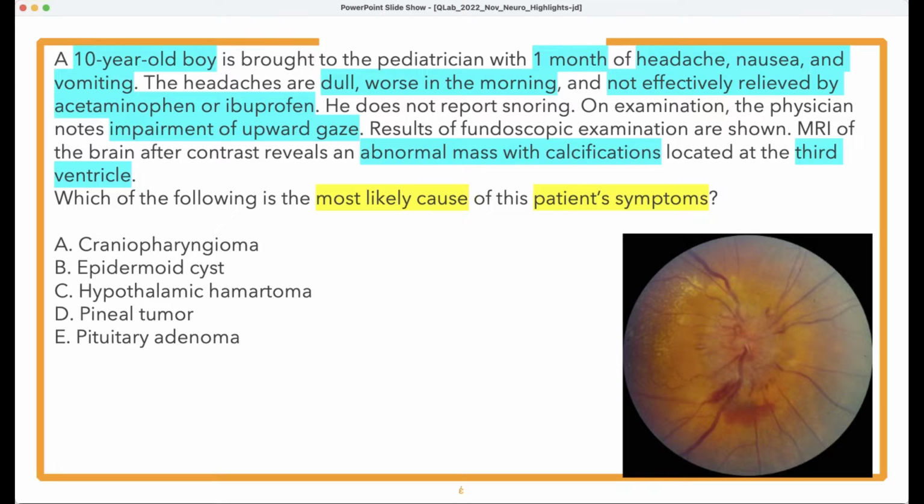Answer choice E, pituitary adenoma. D, pineal tumor. C, hypothalamic hamartoma. B, epidermoid cyst. And A, craniopharyngioma. So we're going to go ahead and open up that poll. Go ahead and select what you think is the best answer here. We'll talk about it in just a few seconds.